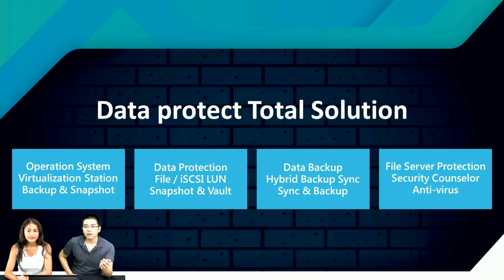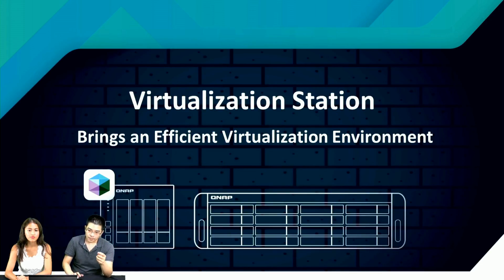And then the fourth part will be file server protection, because the previous three parts are talking about how to protect your data files inside of your Tank. But the fourth part is to protect you from being hacked or your data files being stolen during data transmission. So this will be the fourth part. So I will start from the Virtualization Station.